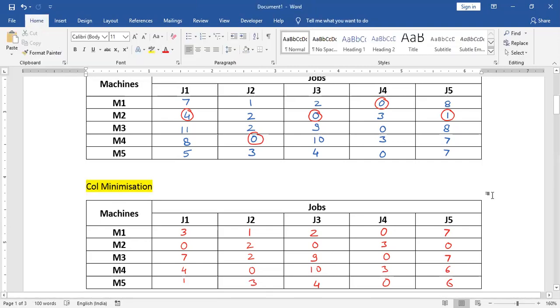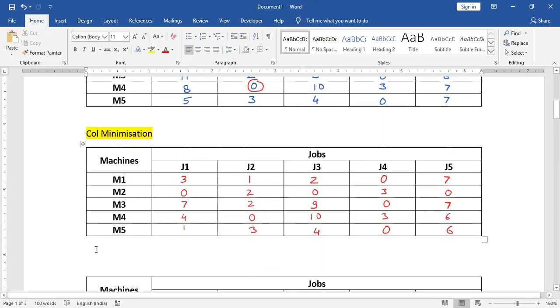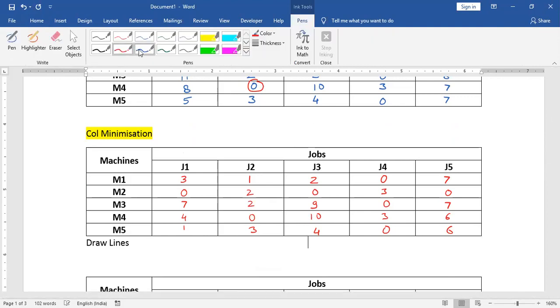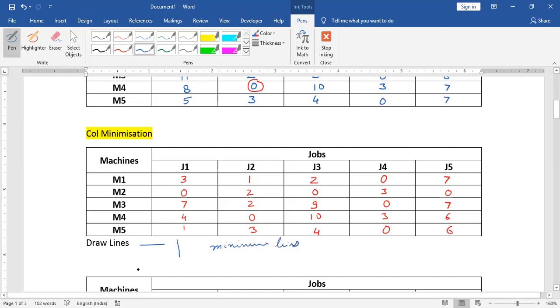Now what is the next step? In this case, we will draw lines. And how will we draw lines? We will draw either a horizontal line or a vertical line. Got your point? We will draw either a horizontal line or a vertical line, but these should be the minimum lines. We have to draw the minimum lines, right?